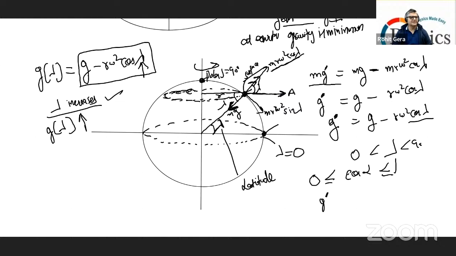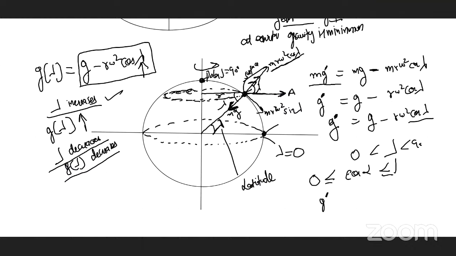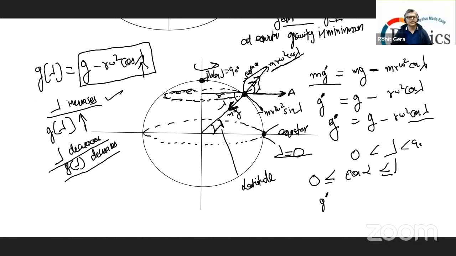If lambda decreases, then what happens to g lambda? If lambda decreases, which means at lower latitudes, g lambda will be lower, which is true. Lower latitude means equator, right? The lowest latitude possible, equator. So we have derived this relationship too. How does gravity vary with lambda? It actually varies with cos of lambda.